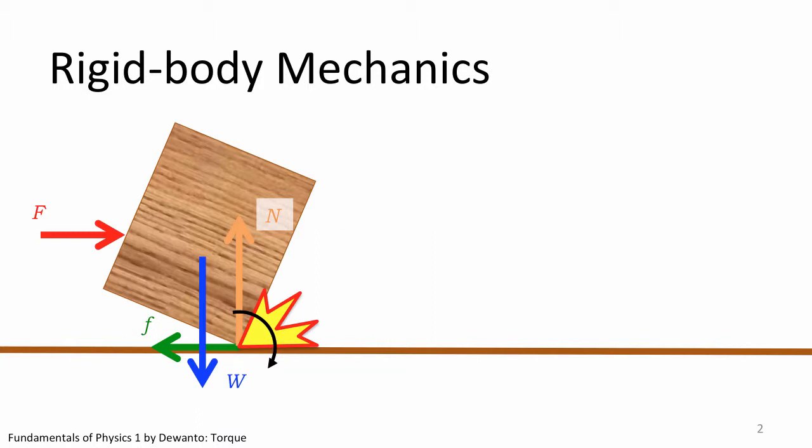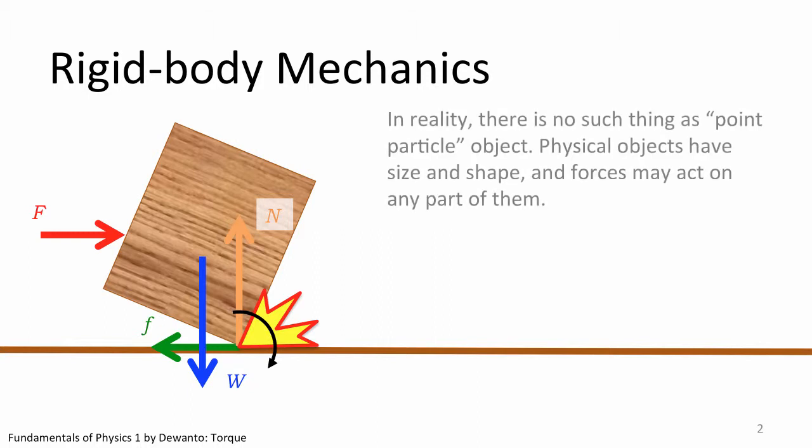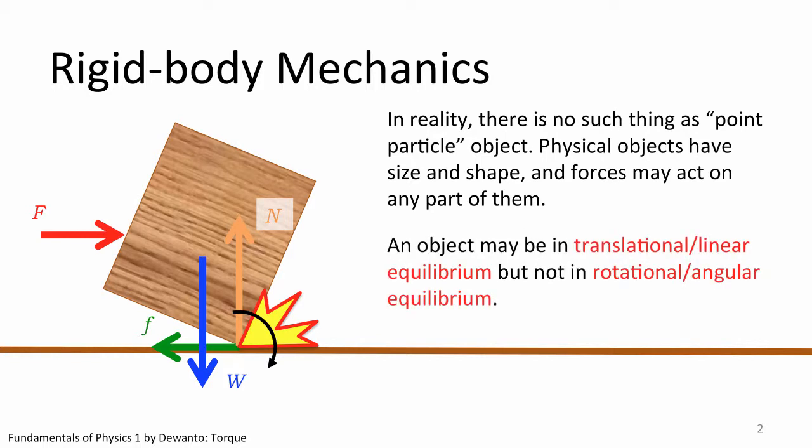The problem obviously lies in the fact that a bookshelf is not a point object. Real physical objects have shape and size, and forces may act on any part of them. If you think of the wheels and gears we discussed in the previous lecture, they are definitely not point particle objects. It does not make sense to talk about angular, tangential, radial, or center of rotation motion on a point object. So although an object may be in equilibrium as far as translational forces, that is, forces which cause the object to translate or to shift along horizontal and vertical directions, cancel each other, it may not necessarily be in equilibrium when rotational forces are concerned.